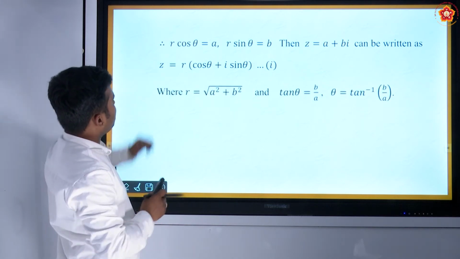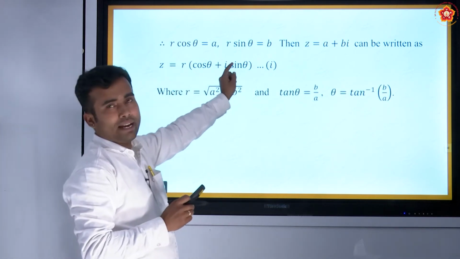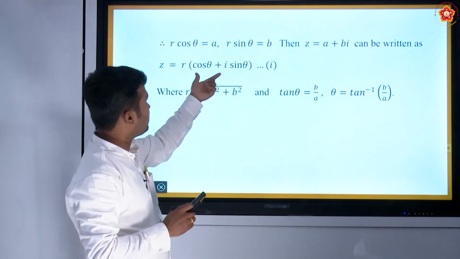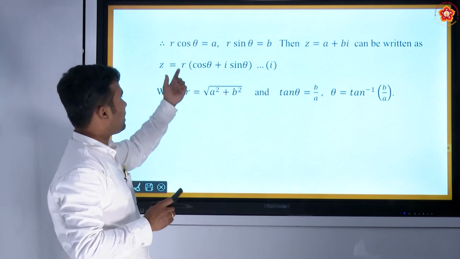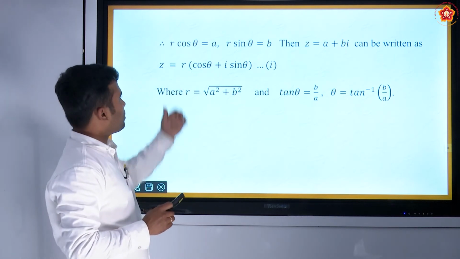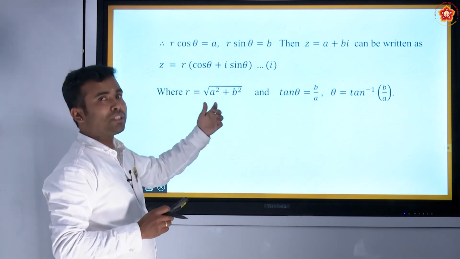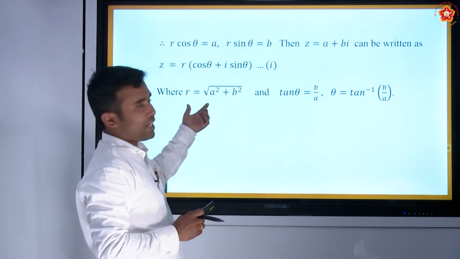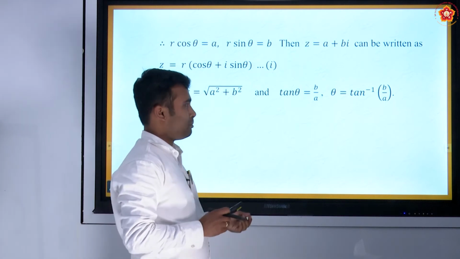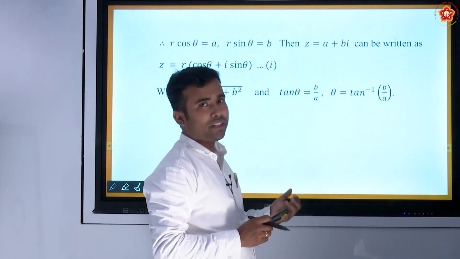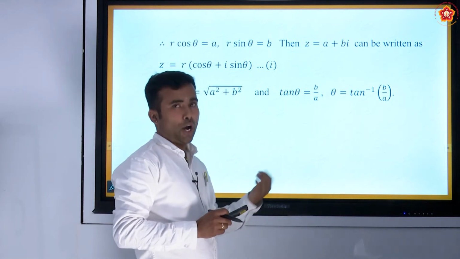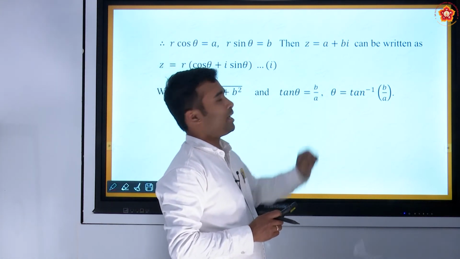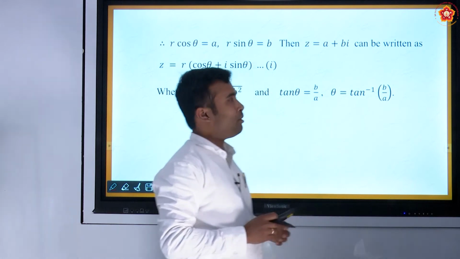So now this represents, see, z is equal to R times cos theta plus i sin theta, which is a polar form of a complex number. We have represented this in the form of polar coordinates as R and theta. So now from this, what is R? R is nothing but the modulus of a complex number z is equal to a plus bi, which is expressed as R is equal to square root of a square plus b square. Similarly, you can define tan theta from there. It gives the argument, that is tan theta is equal to b by a, and theta can be expressed as tan inverse of b by a.